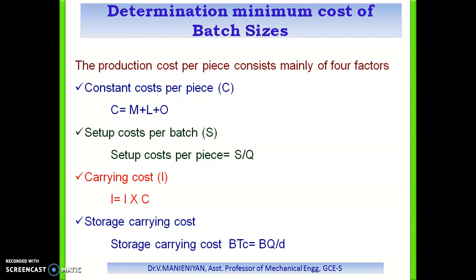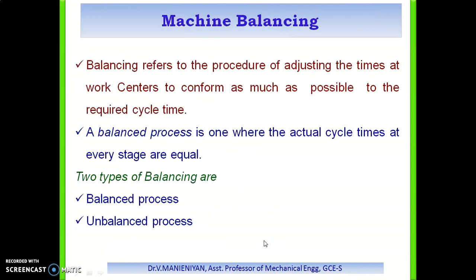So it will be covered by the carrying cost. Storage cost means the average storage cost per price, or B per unit, times the consumption for the period. That cost will be expressed as VQ by D.